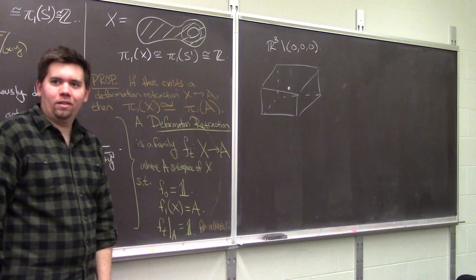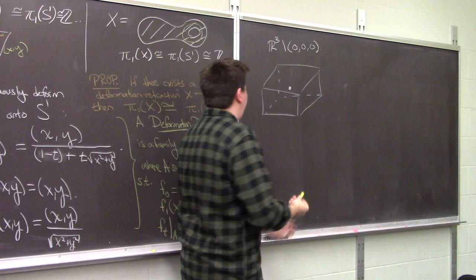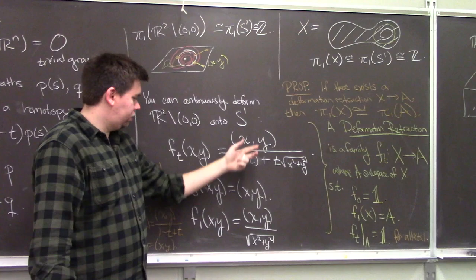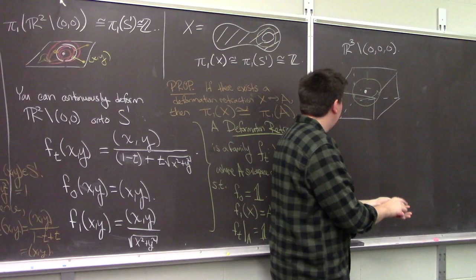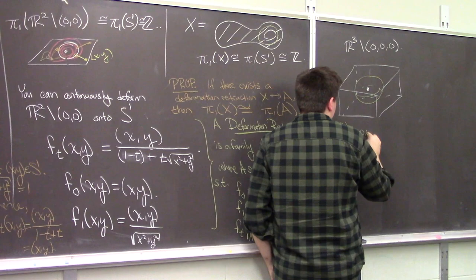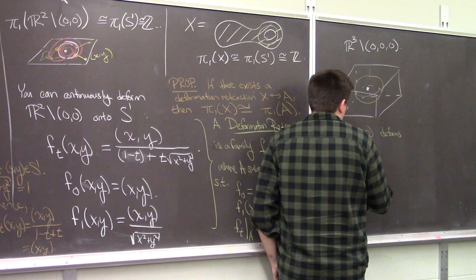Good. So you're exactly right. You can deform that space onto a sphere surrounding that point, right? Exactly like this deformation right here. The point (x, y, z) would just map in this way onto the sphere. And so everything would map onto the unit sphere. So let's write that out. R3 minus (0, 0, 0) deforms onto the sphere, the two-dimensional sphere, S2.